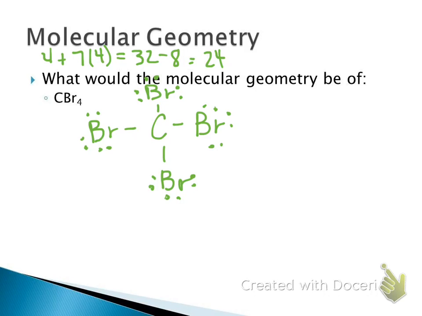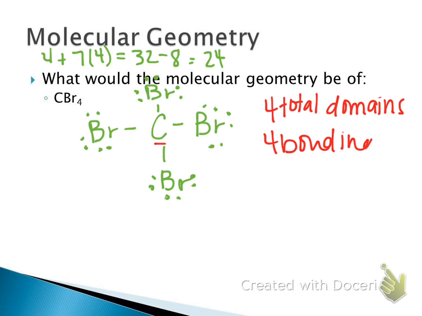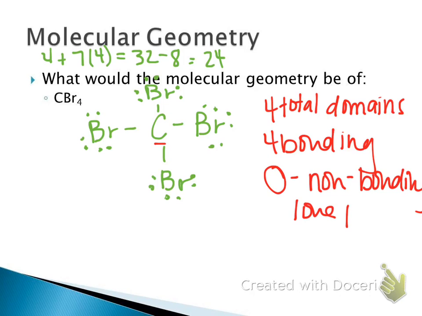Total number of electron domains on carbon, which is the central atom: 4 total domains. And how many of those domains are bonding? We have 4 bonding and 0 non-bonding, or 0 lone pairs. All right, so let's take a look at your molecular geometry sheet. If you go to 4 electron domains, no lone pairs, we have one we call tetrahedral.